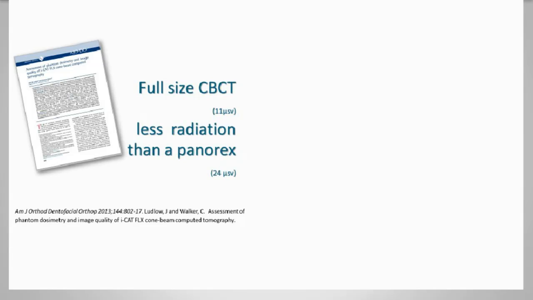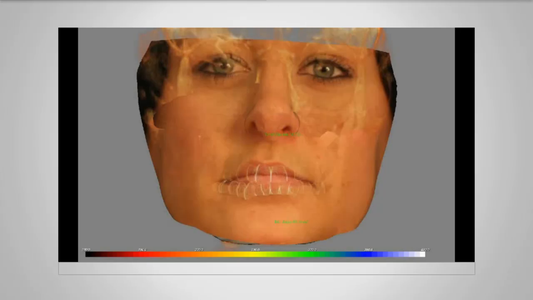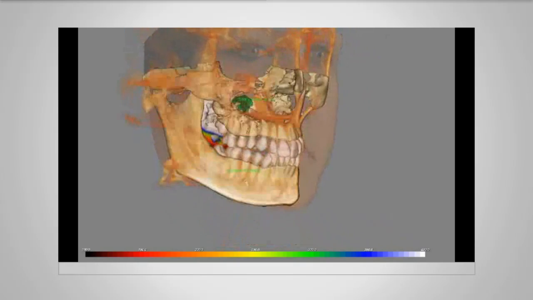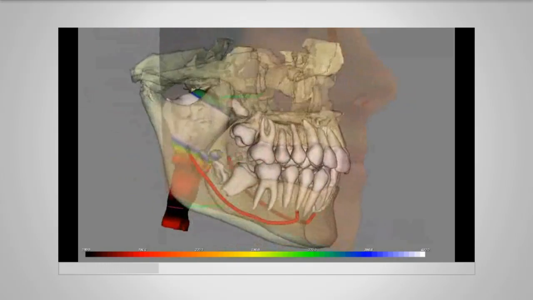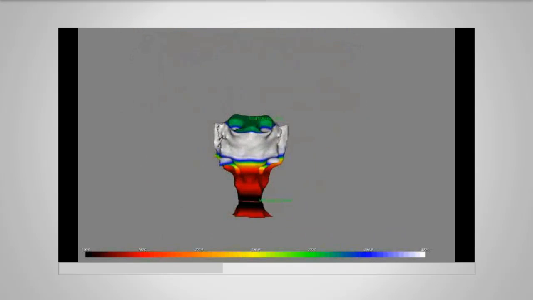An extended field of view, of course, is a Ceph-size scan that can be titrated down to as low as 11 microsieverts. That's incredibly low, considering that a digital Panorex is about 24 microsieverts. So now we're talking about the possibility of having a 3D extended field of view scan with less than half the radiation of a Panorex. And so this dynamic model was taken on a patient using the iCat Flex. This was 11 microsieverts of radiation, and as you can see, it can give us a perfect pharyngeal airway.